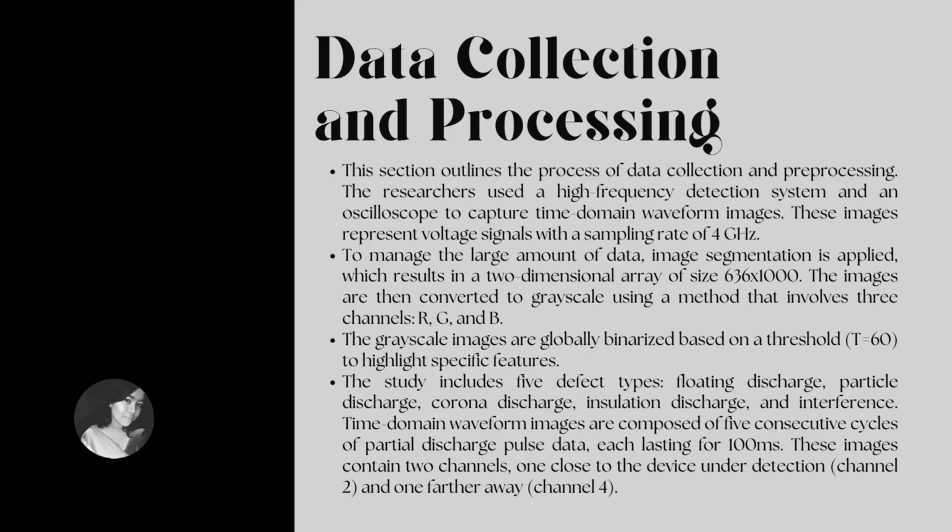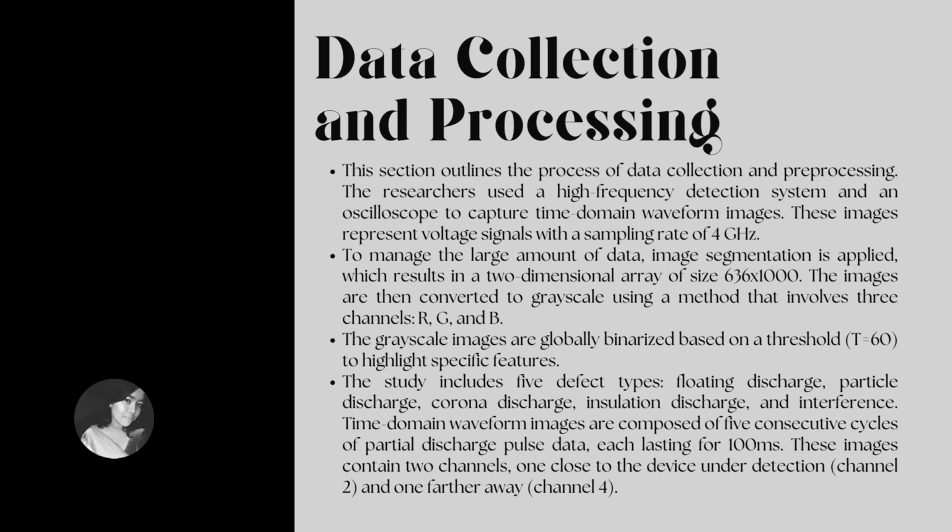This section outlines the process of data collection and preprocessing. The researchers used a high-frequency data detection system and an oscilloscope to capture time-domain waveform images. These images represent voltage signals sampled at 4 GHz. To manage the large amount of data, image segmentation is applied, which results in a two-dimensional array. The images are then converted to grayscale using a method that involves three channels R, G, and B.